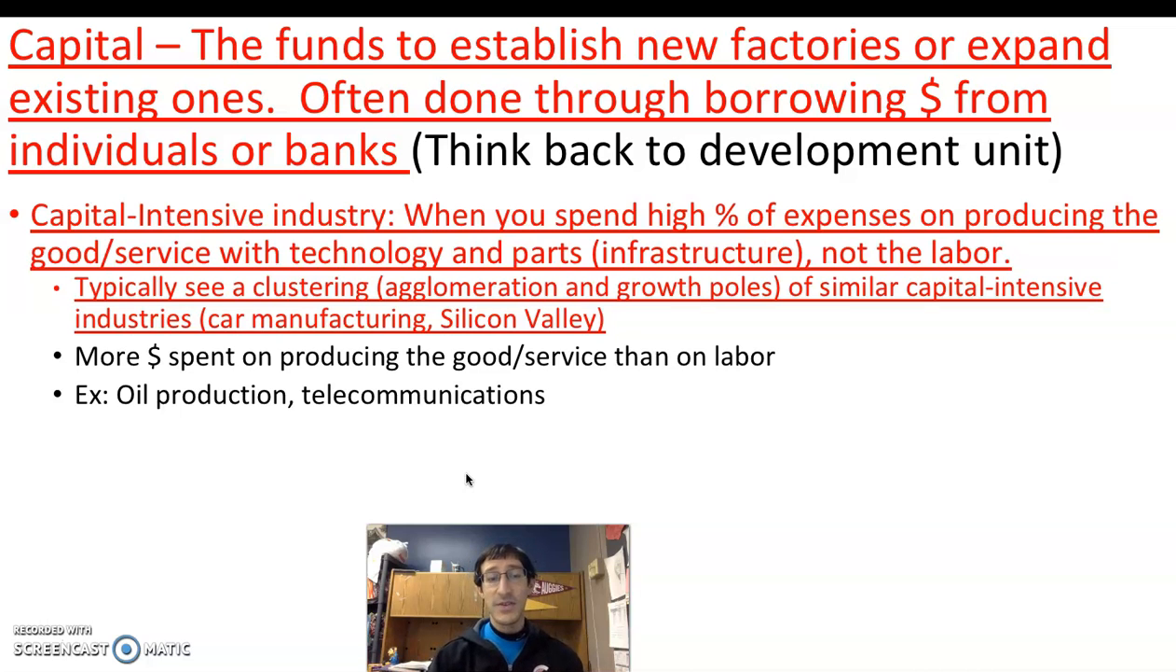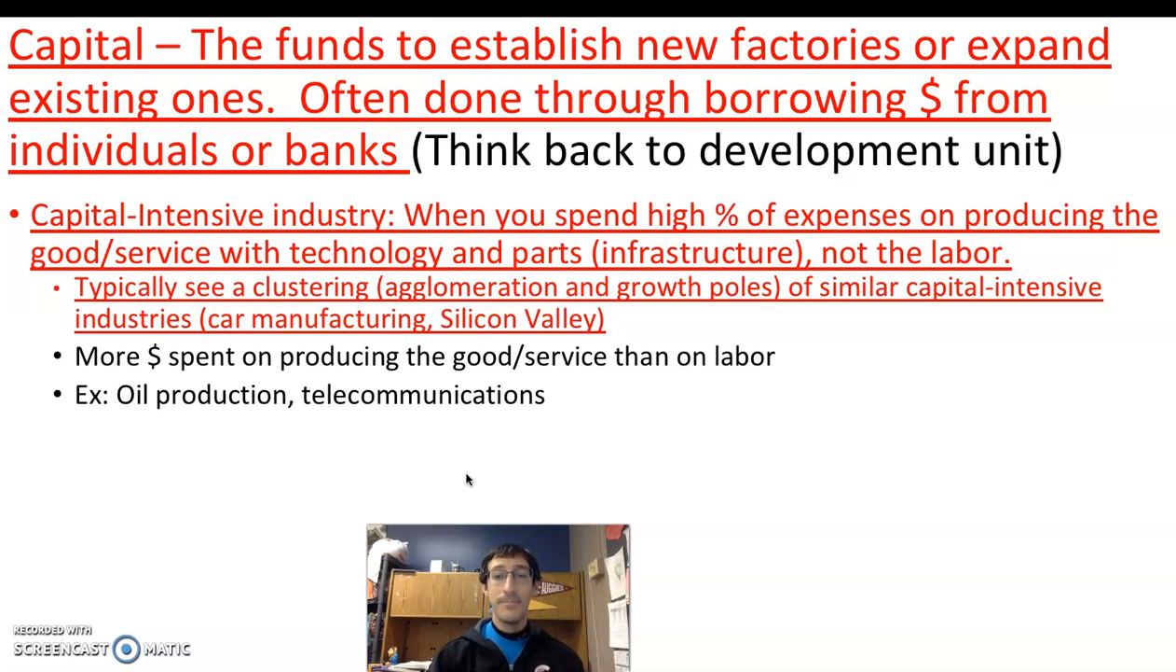So a capital-intensive industry is similar to what we just talked about with the auto industry, where you spend a high percentage of expenses on producing the good or service with the technology and the parts, not the labor. Even though you pay your auto workers more than your clothing workers, the technology needed to make the car part is way more expensive and intensive than it is for clothing. So even though auto workers have higher wages, the industry is more capital intensive than labor intensive, because again, the labor used for cars is only about 5% of your cost.